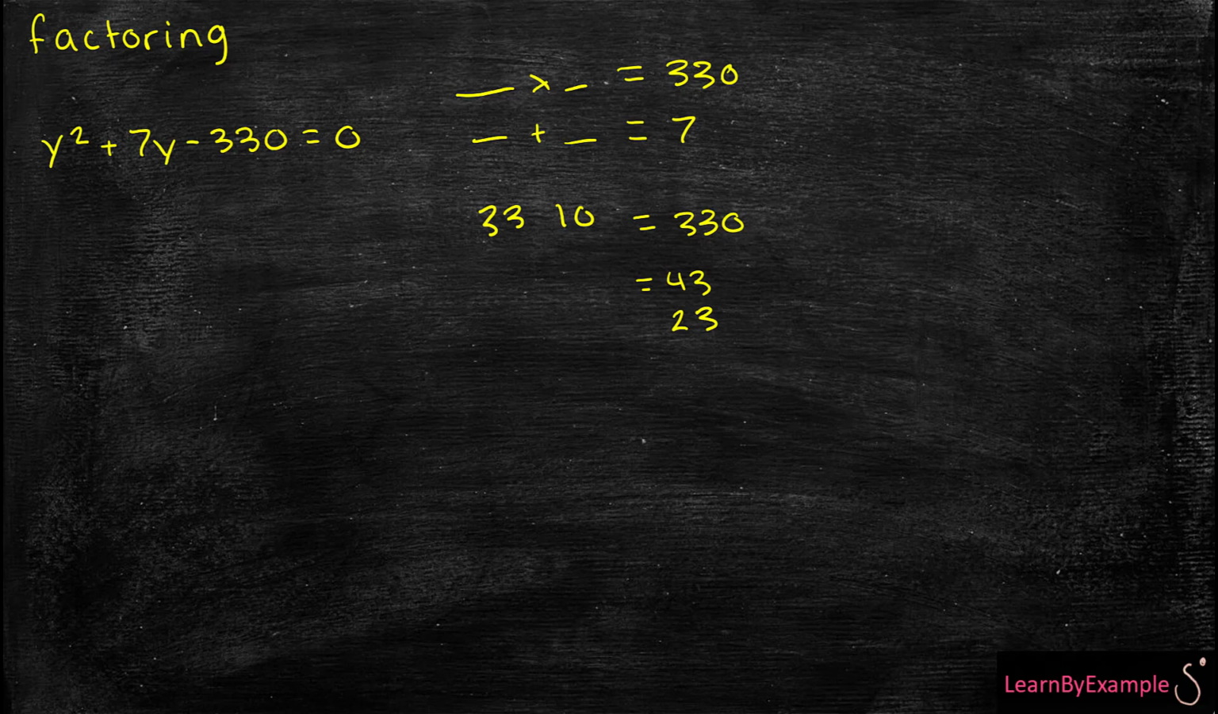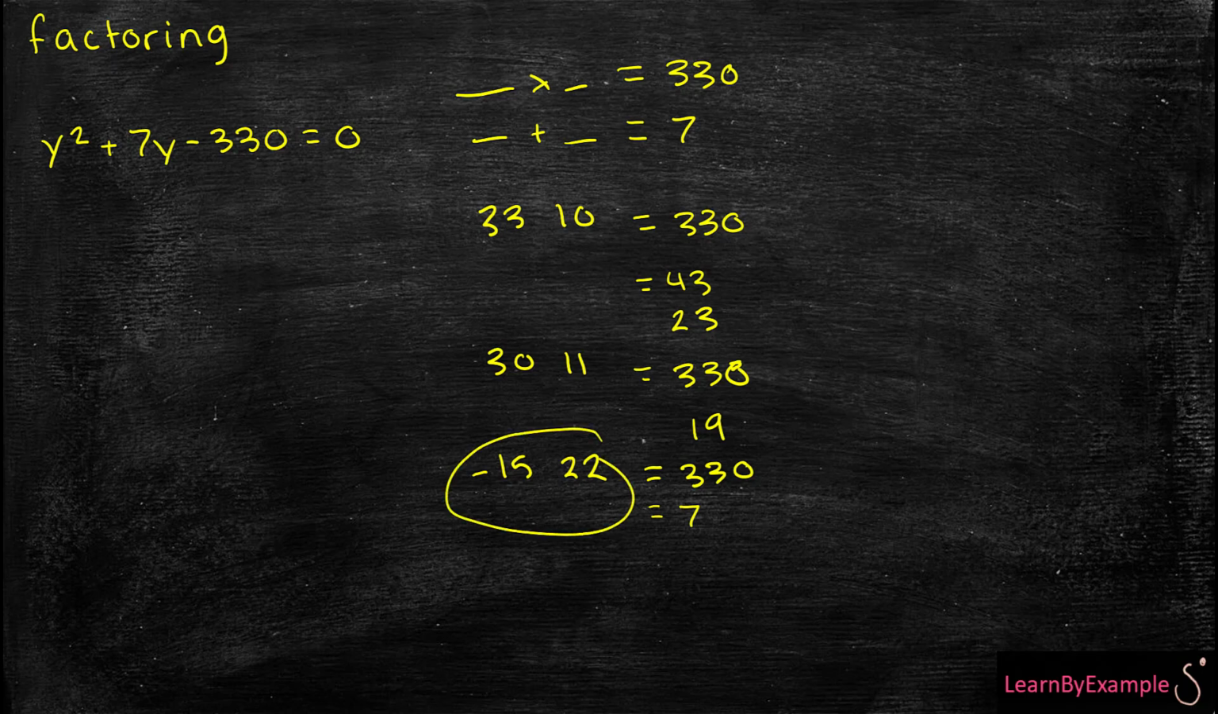We can lower it a little bit, so we can try 30 and 11. This multiplies to 330, but you're still too high when you add them. Let's see if 15 goes into 330. 330 divided by 15 is 22. When you multiply them, that's 330, and if you make one negative, this is equal to 7. So these are the two numbers that we're going to use.